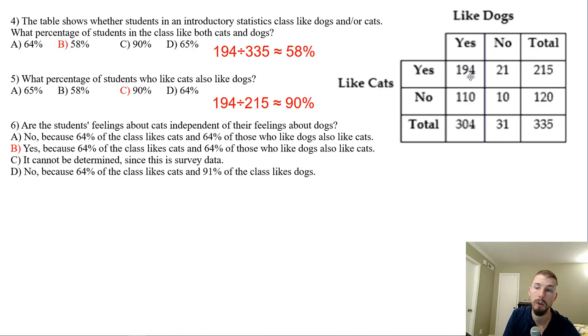And if we look for the people who like dogs, which is this column right here, 194 out of 304 is also close to 64. It's like 63.8 or something like that. So because those two are really, really close, then we can say that they're independent. So you liking dogs does not raise or lower your overall chances of liking cats. So they would be independent. You can go through the other three, but they're going to be false if you want to go through them.